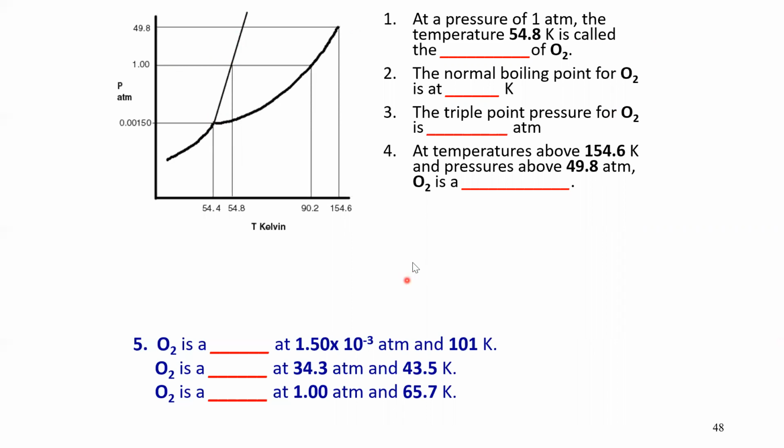It tells us it's oxygen. It doesn't really matter what the substance is, but it tells us that's what it is. All right, so when you get the last one filled in, because I do want to give you enough time to figure it out on your own, oxygen at 1 ATM and 65.7 Kelvin, put the answer in the chat just so that I know that we can go over this and move on. Again, I want to give you enough time, but I don't want to spend too much time.